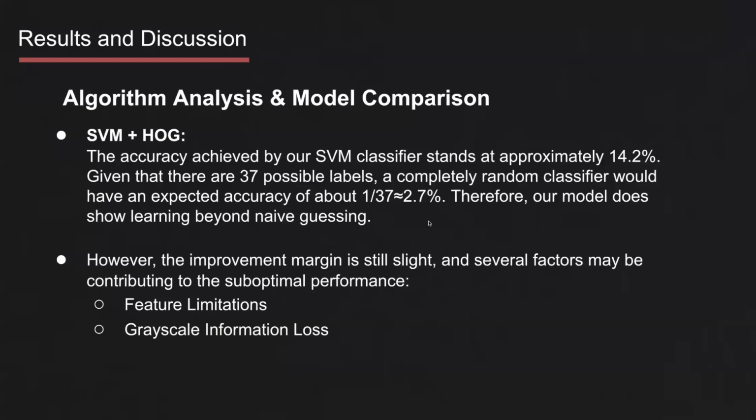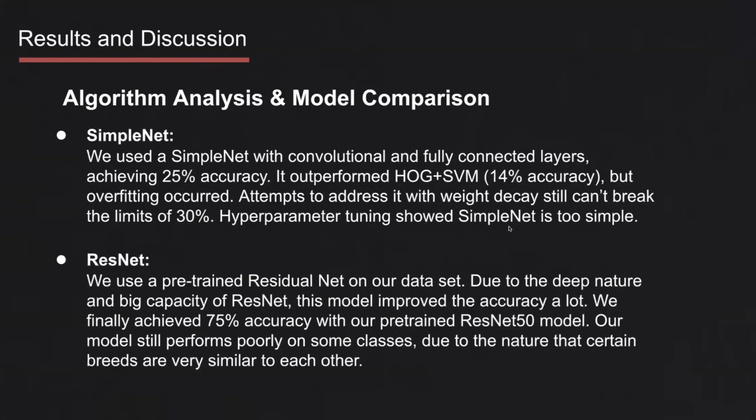The accuracy achieved by our SVM model is about 14.2% compared to the 2.7% of our random classifier. The SVM model does show some better performance. However, the improvement margin is still slight, and several factors like feature limitations and grayscale information loss should be contributing to the suboptimal performance.